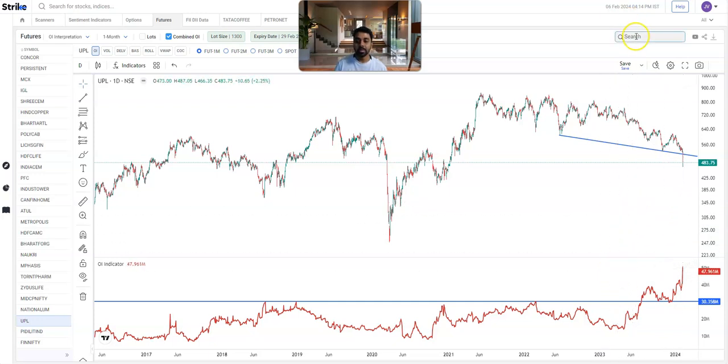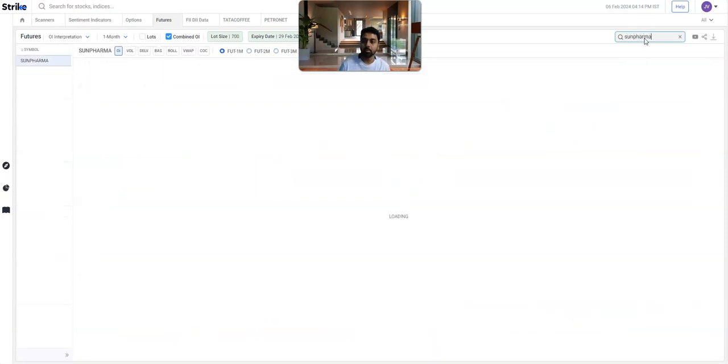So let us look at each example: a case where the downtrend continued despite higher open interest, and a case where higher open interest led to a good contra bet and eventually the stock rallied. So first let us look where the open interest sustained higher and the downtrend continued. The classic case was Sun Pharma.